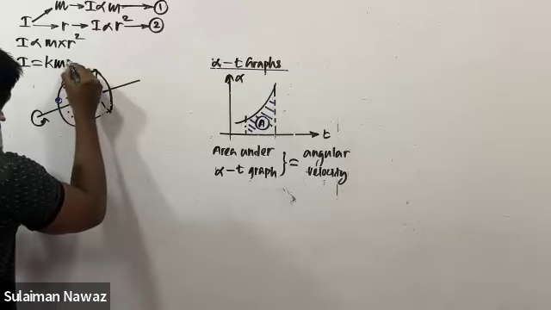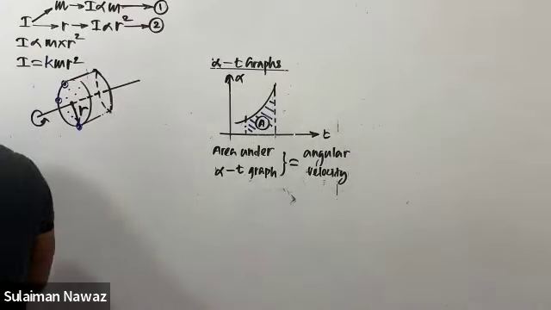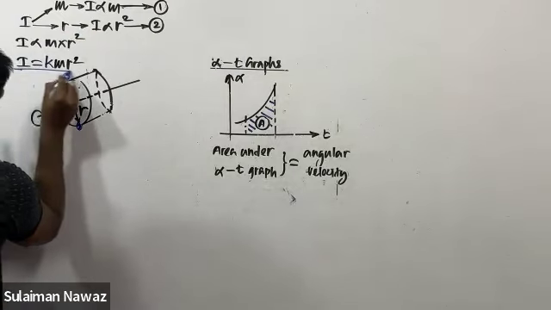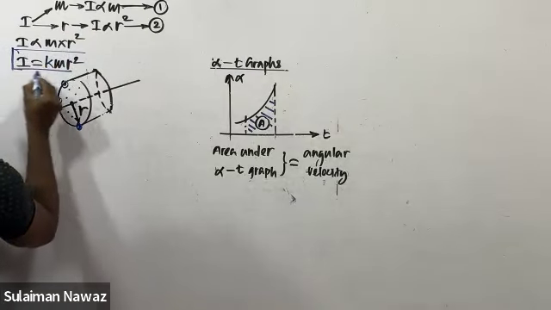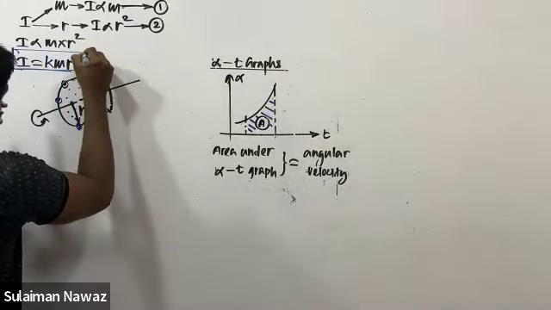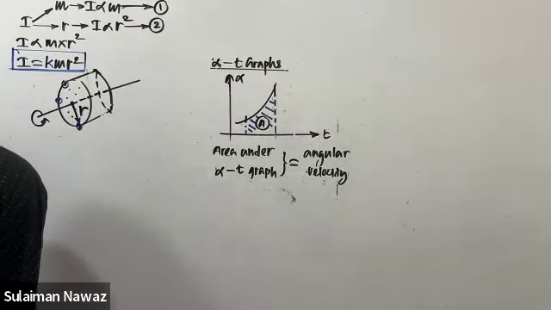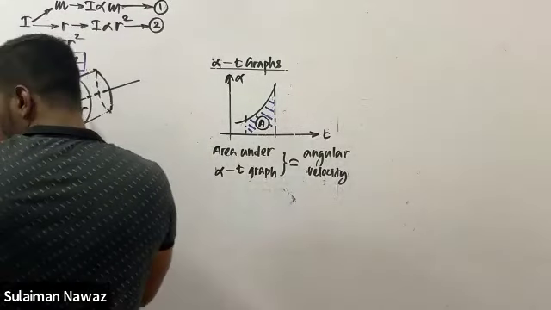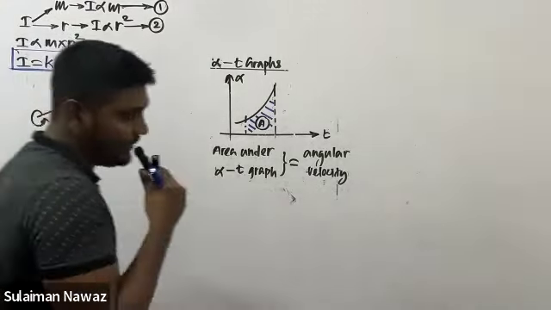Highlight this equation, I equals k m r squared. Write down, k is a constant.